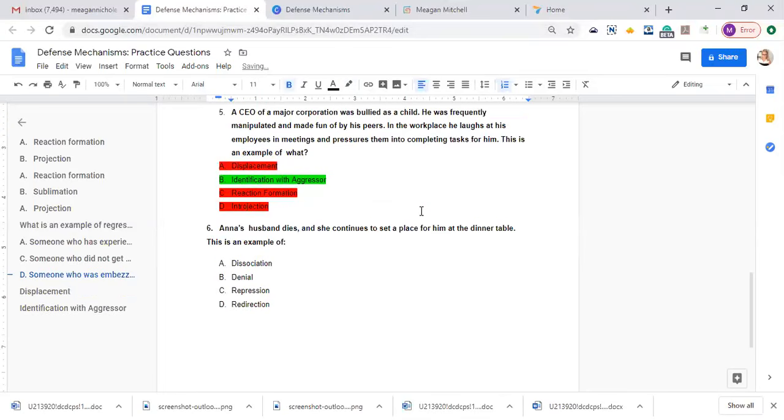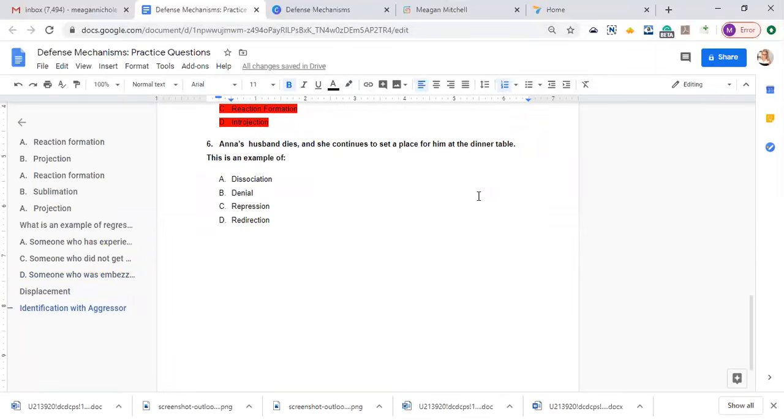And our last one. Anna's husband dies and she continues to set a place for him at the dinner table. This is an example of dissociation, denial, repression, or redirection. So here, she's setting a place for him. This would, to me, signal that she has not accepted or is not acknowledging that something happened. The husband has passed away, but still she continues to set a place at the dinner table for him. The correct answer for this would be denial.